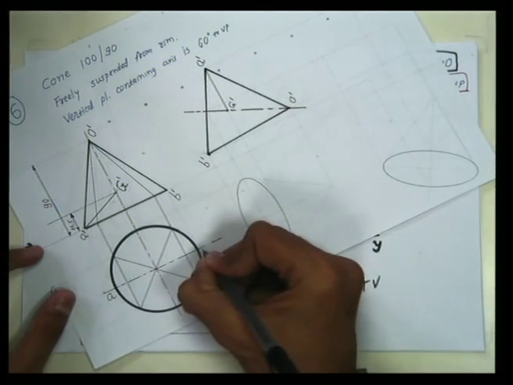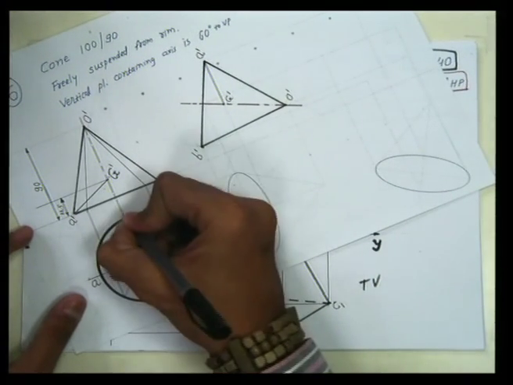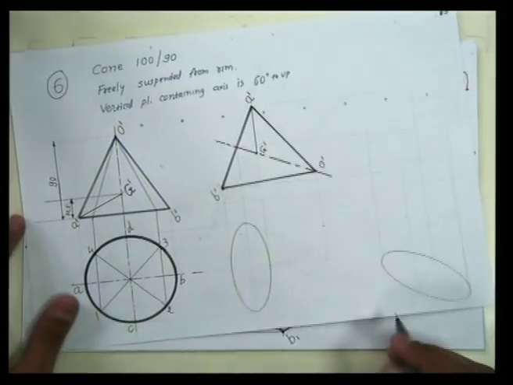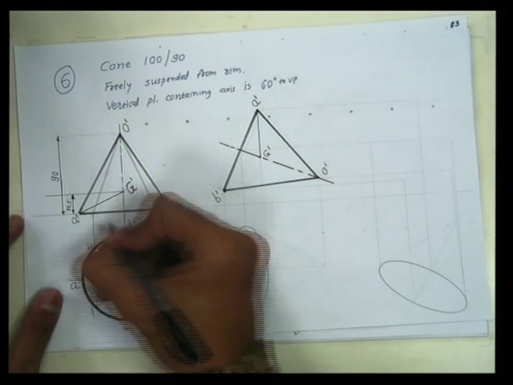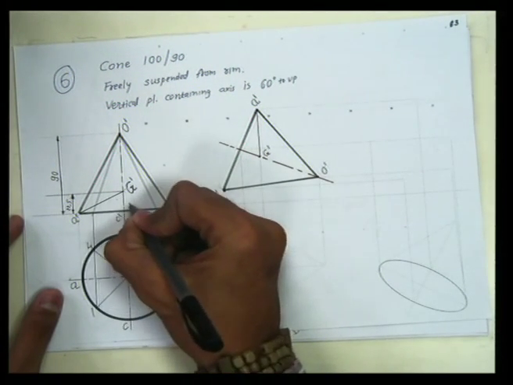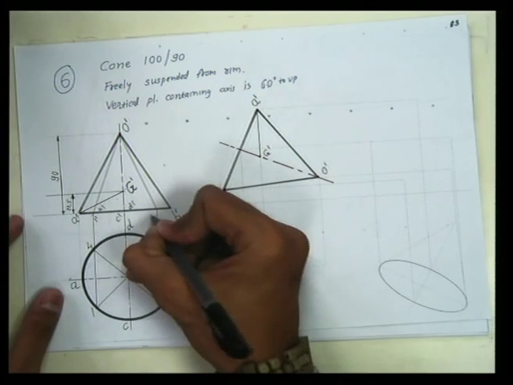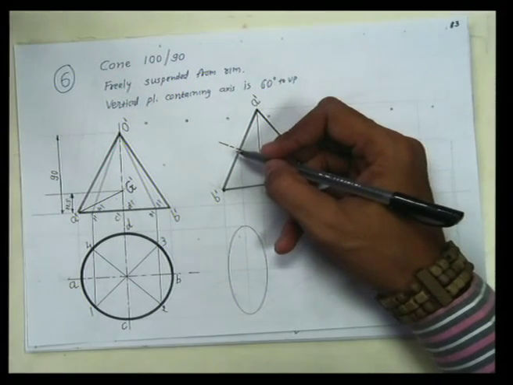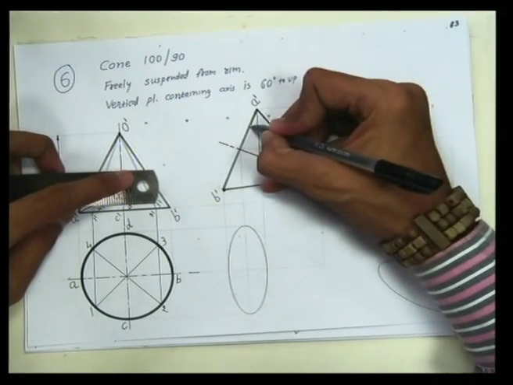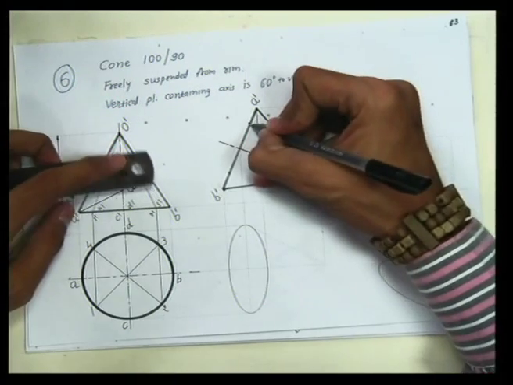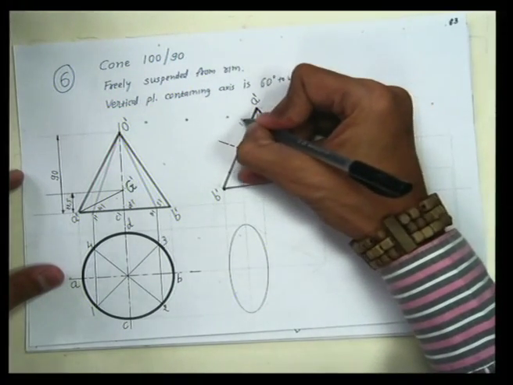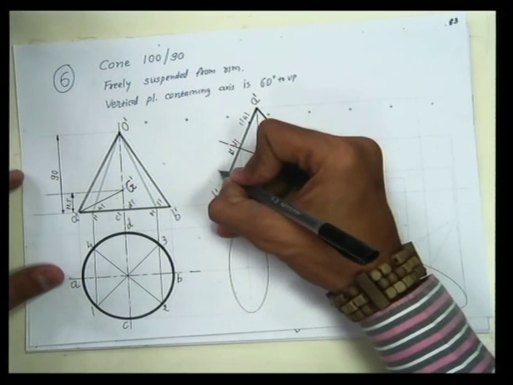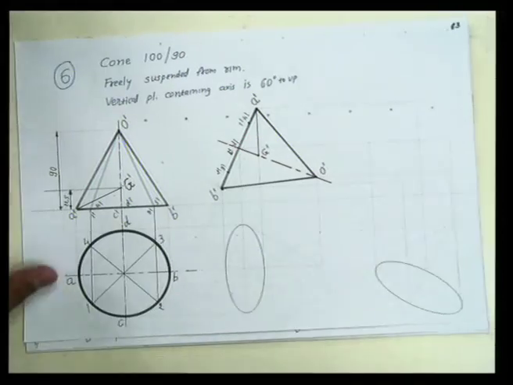Point A is here, B is here, so here C, and here is D. 1, 2, 3 and 4. And similar points would be here. A dash is here, B dash is here, C dash, D dash are here, 1 dash, 4 dash, 2 dash and 3 dash. Now transfer these points in this base as well by measuring distance from here. So somewhere here, point number A dash, then 1 dash and 4 dash would be here, C dash and 2 dash would be here, 2 dash and 3 dash would be here.